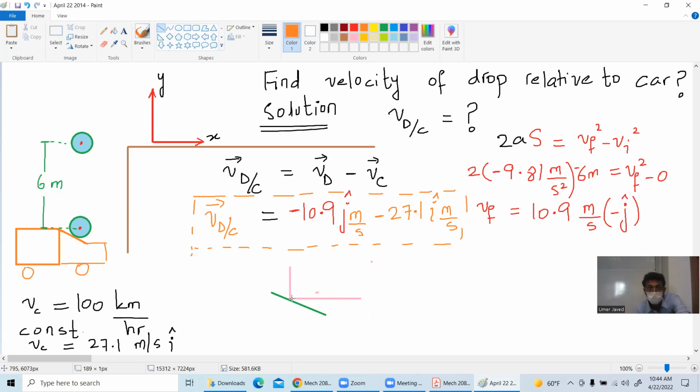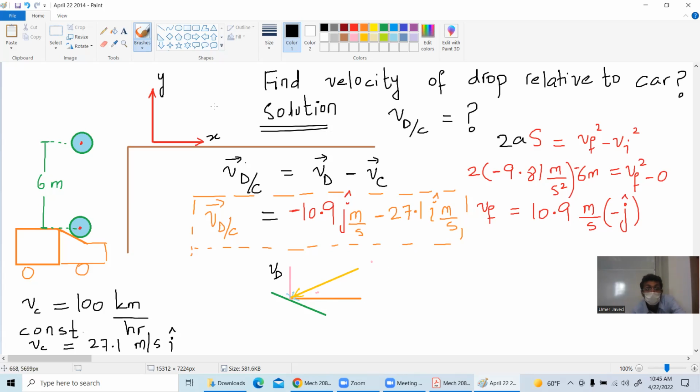Oh, come on, I am using wrong colors. Okay, now I will put an arrow here and an arrow here. So the person who is sitting inside her car will see the ball approaching like this, right? Everyone agrees? Yes, no? Boom. So this is your VD, velocity of ball. This is your VC.